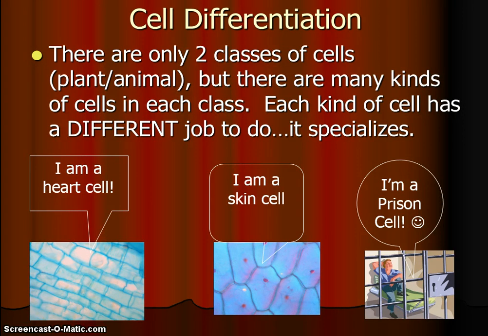Within our bodies, or within the organism that is living, there are different kinds of cells. So we have cells that have different jobs. Like the heart cell is the cells that work in your heart. A skin cell are the cells that are for your skin. And if you look at them, they're different. Okay? They look very different.